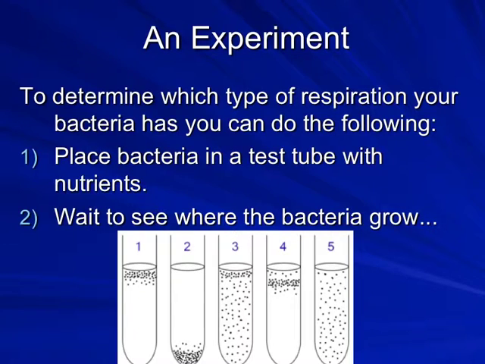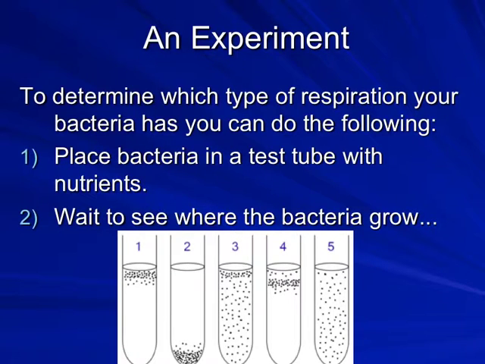All right, so here's what I'm going to get you to do. I'm going to get you to copy down this little set of test tubes, okay? Specifically number 1, number 2, and number 5. Okay, so how does this experiment work? Well, basically, we get a bunch of nutrients that the bacteria like to eat, and we put them inside of a test tube. Okay, then we place the bacteria into the test tube, and we watch where the bacteria grow.